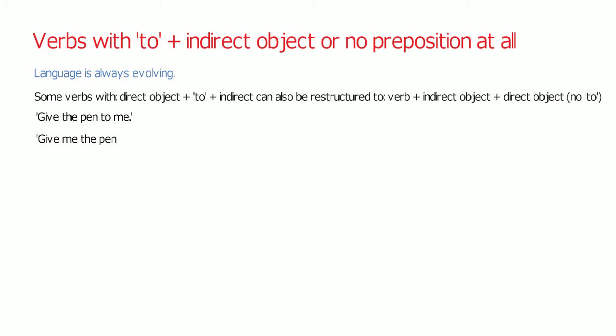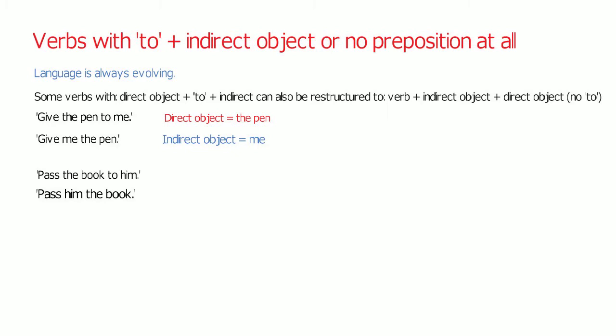What is the direct object here? Right, the pen in both cases. What is the indirect object? Correct, me in both cases. Another example, pass him the book and pass the book to him. What is the direct object? Right, the book in both cases. What is the indirect object? Correct, him in both cases.